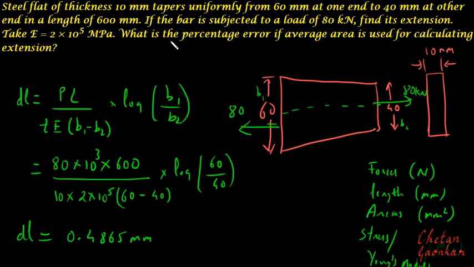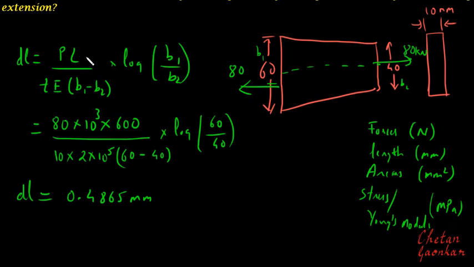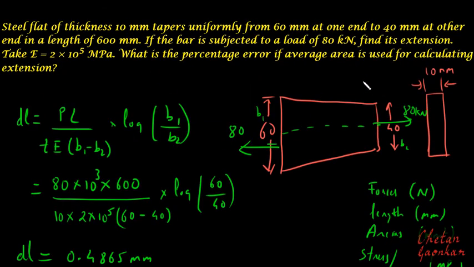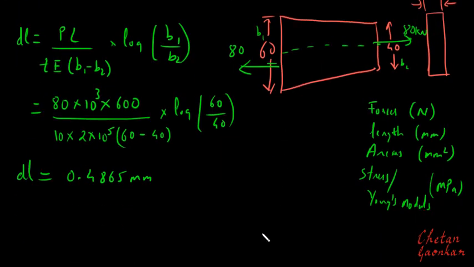Now he's asking what is the percentage error if the average area is used for calculating the extension. Basically, since the area is varying from 60 mm to 40 mm, in the second case he is asking what will be the percentage error if the average area is used. Now how do we calculate the average area? Average area can be calculated as what?